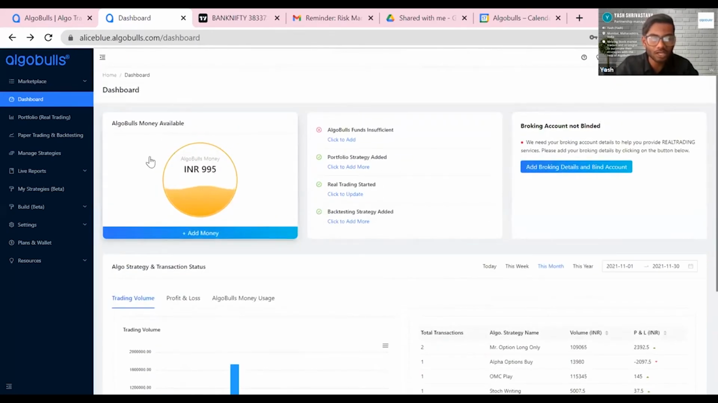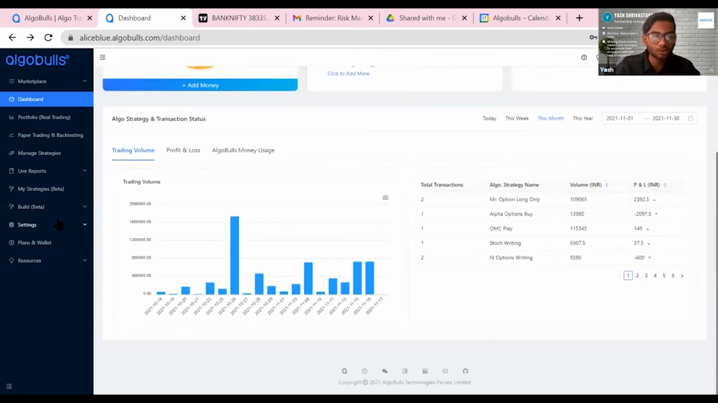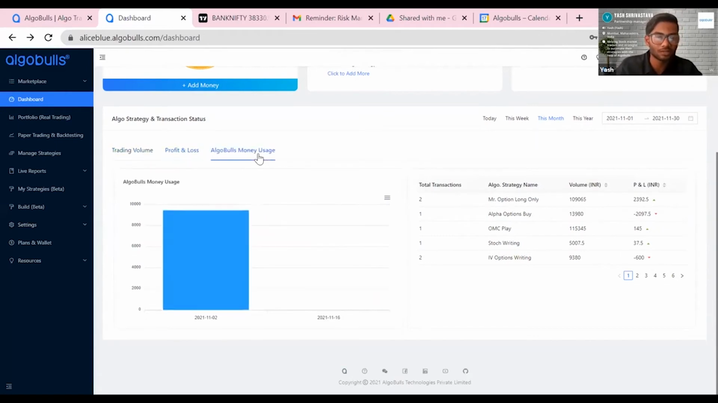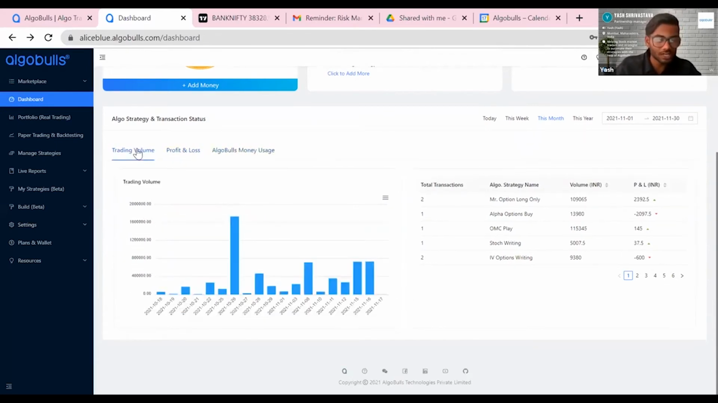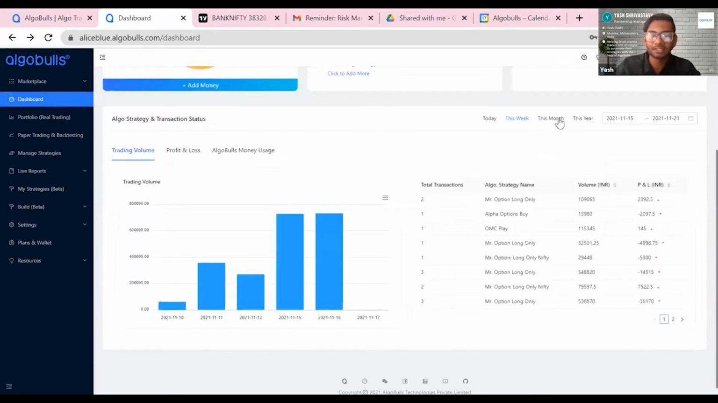It is going to show you end-to-end information about your account. It's going to show you the AlgoBulls money remaining in your account, which strategies are added, which real trades are started, which backtesting strategies are started, and your AlgoBulls funds, along with their status. Apart from this, it is going to show you the trading volume running with your strategy, the PNL of the strategy, and the usage of AlgoBulls money on a day-to-day basis. When you talk about trading volume, you can even classify it from today to this week, this month and this year.